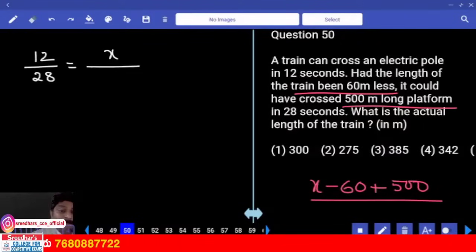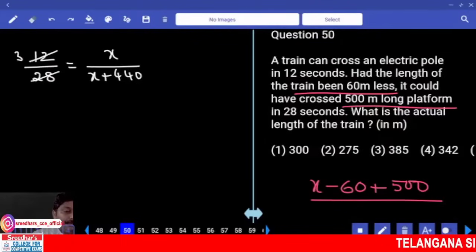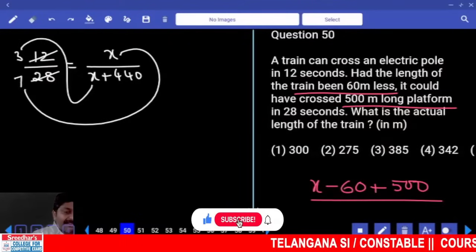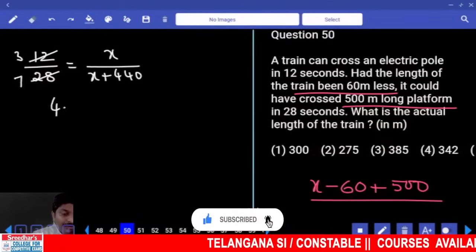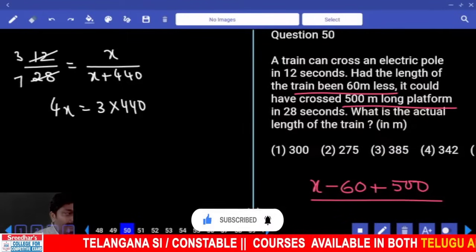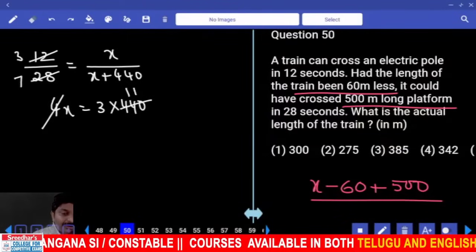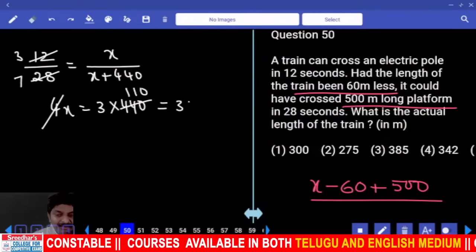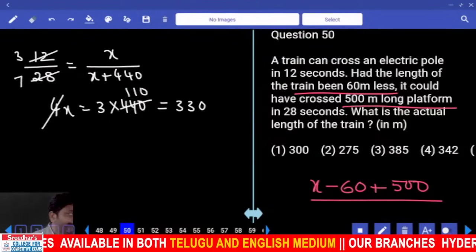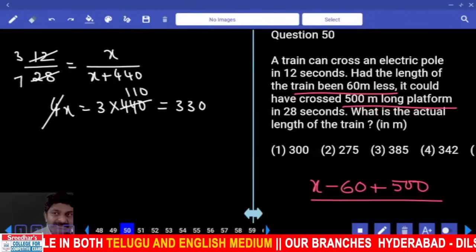x plus 440. 4 is to 3, 7 is to 3, so 7x and 3x. Difference is 4x, which is equal to 3 into 440. Then x is equal to 3 into 110, which is equal to 330 meters. And that's the answer to the question.